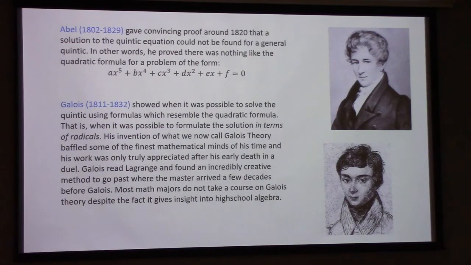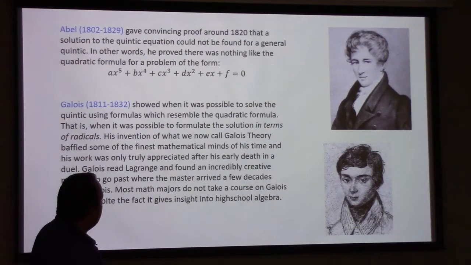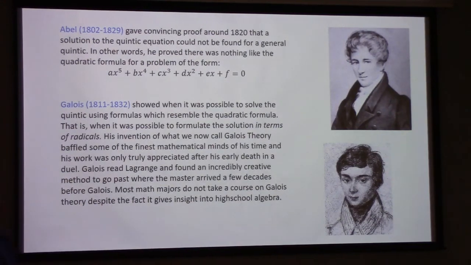Now, look at the date on that, 1802 to 1829. He did not live long. So this dude died of tuberculosis, as was fashionable in that time. And there's no telling what he would have done if he'd lived longer. He was an incredible mathematician, really doing deep things, even in today's terms.